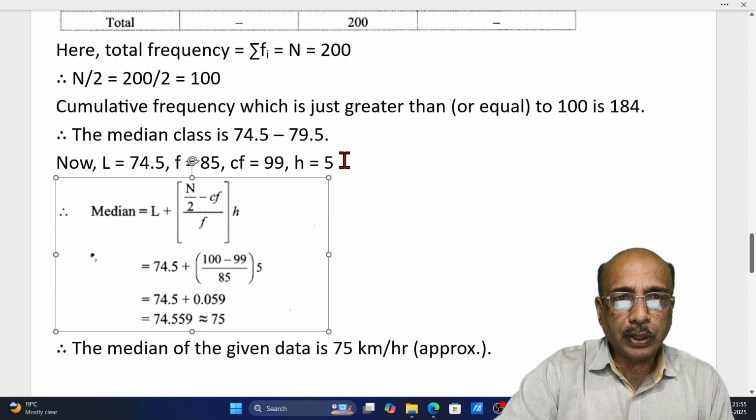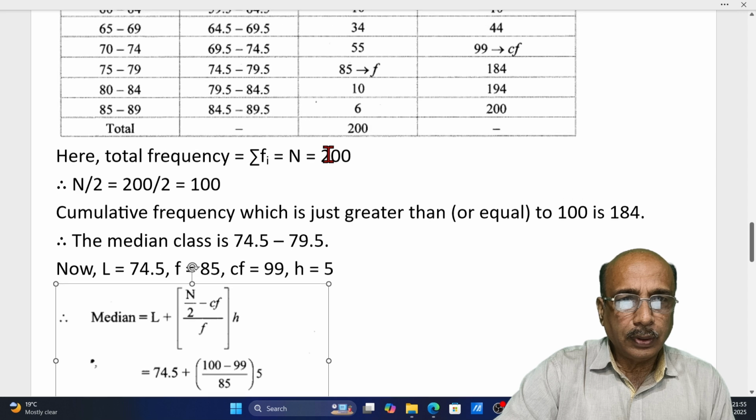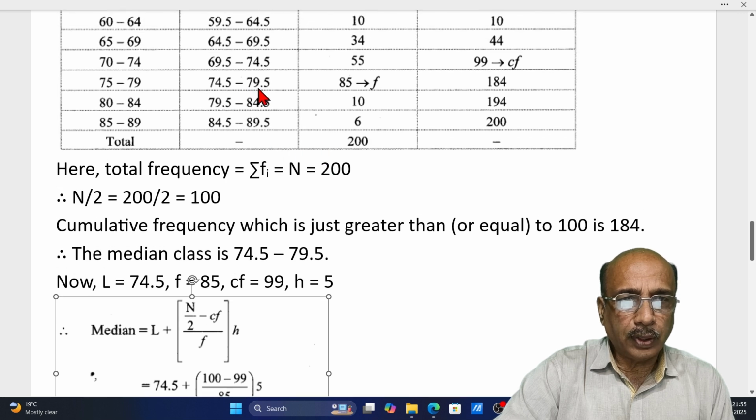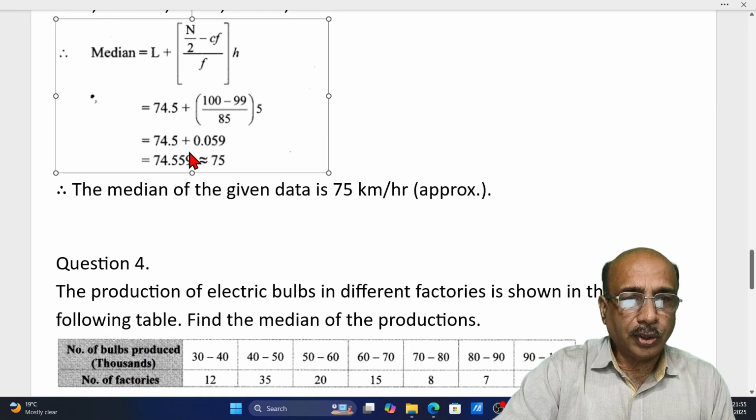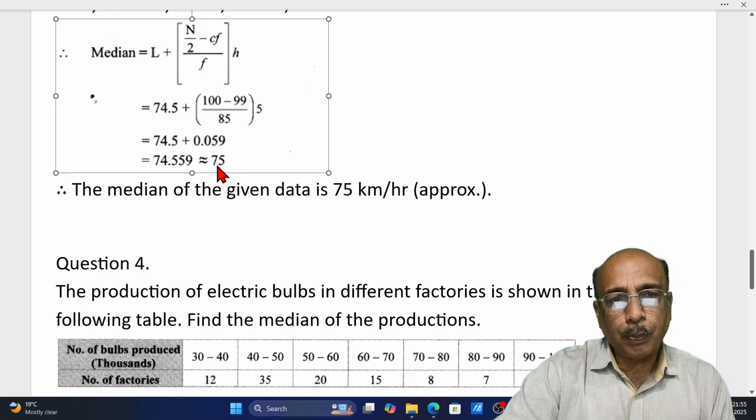H will be what here? 5. That is 79.5 minus 74.5. Of the continuous class only we have to take H as well as the lower limit of the model class. So here substitute the values, you will get 74.559. Here it is taken approximately 75 kilometers.